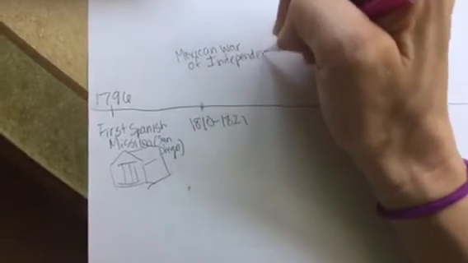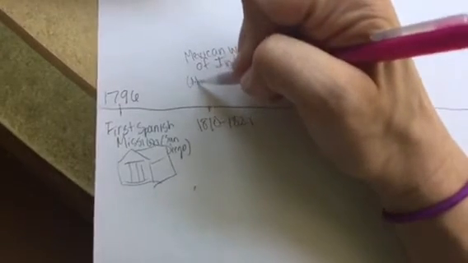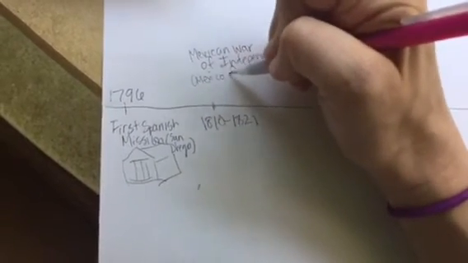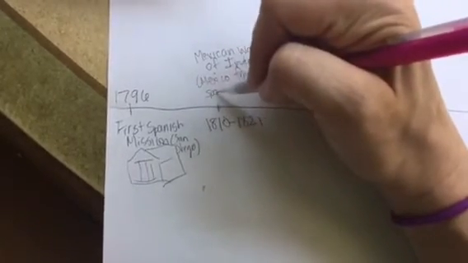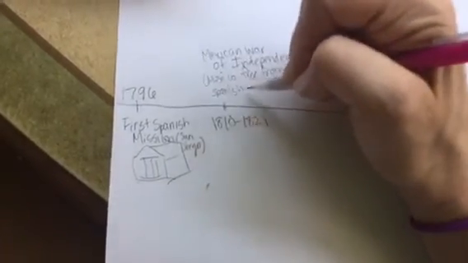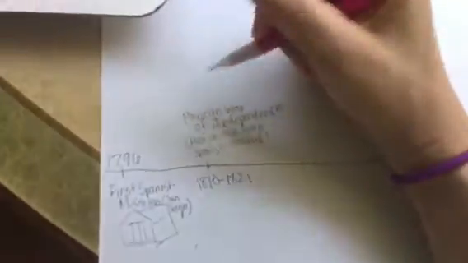Please do it neater than I'm doing it. And then I'll put a little explanation: Mexico free from Spanish control. Don't write even a full sentence. It should be short. And then here, I'll do the Mexican flag.